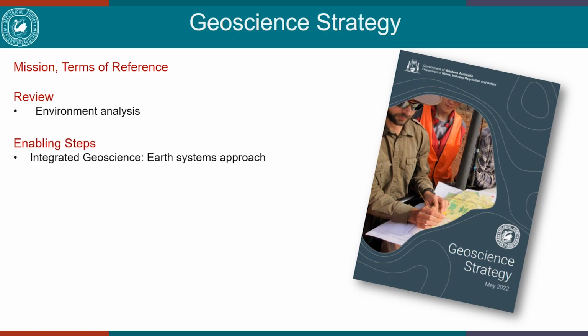We then move on into the enabling steps. What's really required to fulfill our mission? And this is what I call integrated geoscience, and we'll talk about an Earth systems approach to understanding what Earth is, basically. The other part of the enabling steps is how we can manage the expectation and measure success of the actions that we are undertaking, the activities we are undertaking. And this talks about input, output, and outcome, understanding the value chain, if you like, of knowledge generation and management.